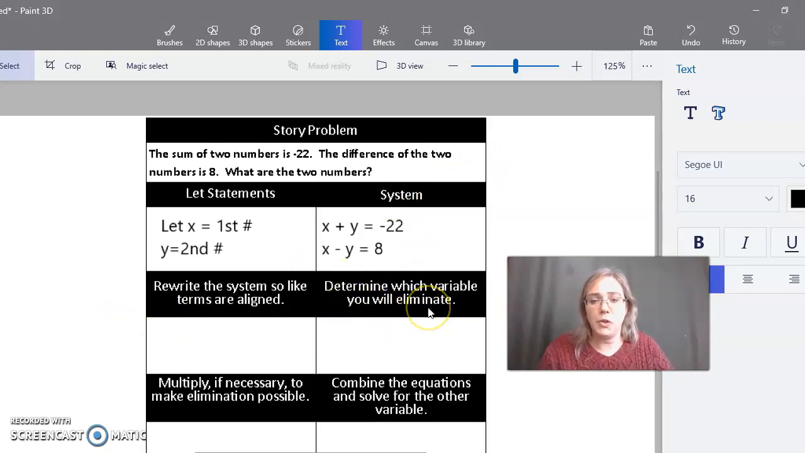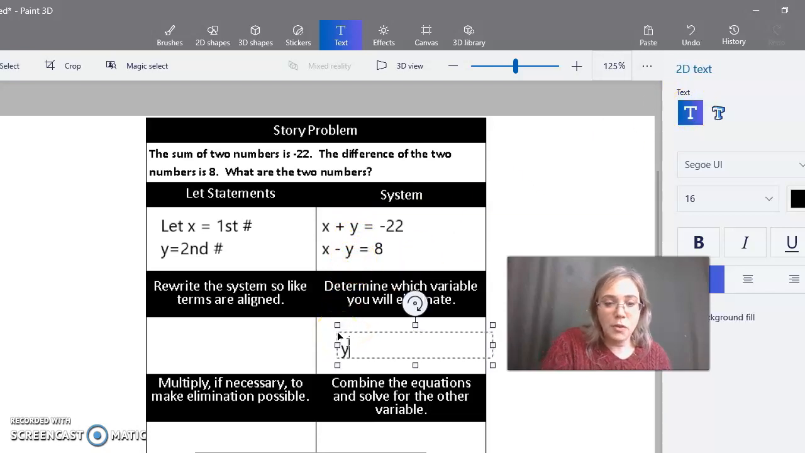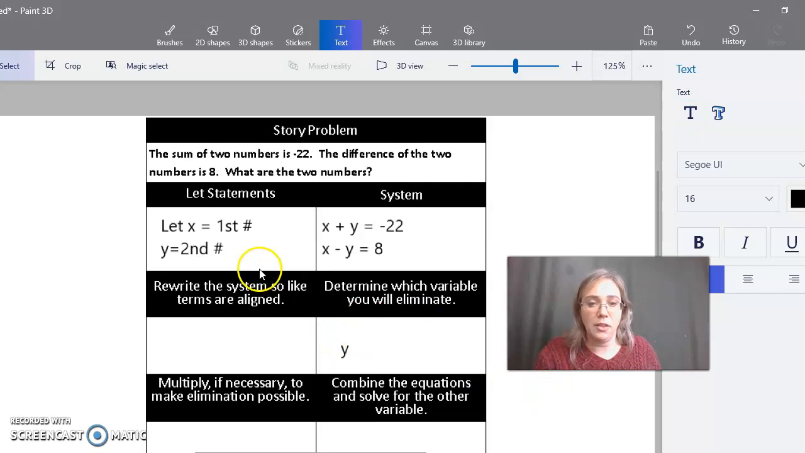Determine which variable you will eliminate. What we're looking for is which one we can get to be an additive inverse. As a quick review, additive inverse means that they add up to 0. So x and negative x, 5y and negative 5y, anything like that where they're going to add to 0. In this case, we have y and negative y, so I'm going to choose to eliminate y. It will certainly be easier than multiplying everything.